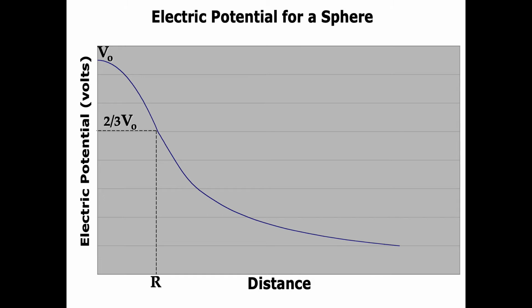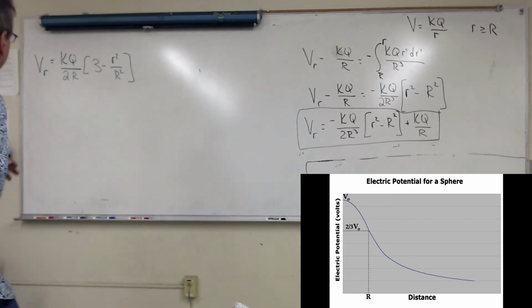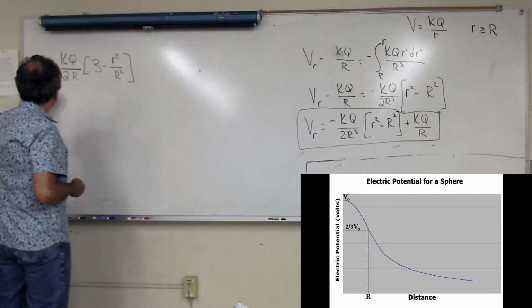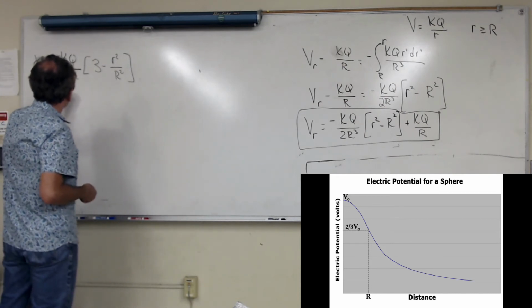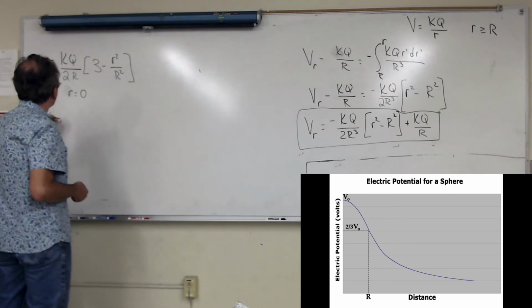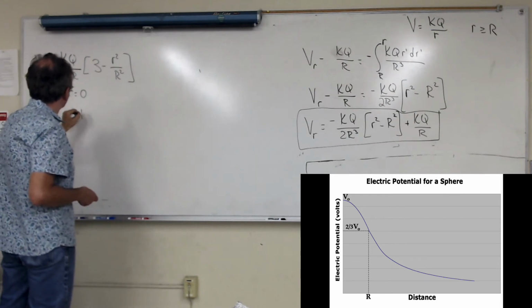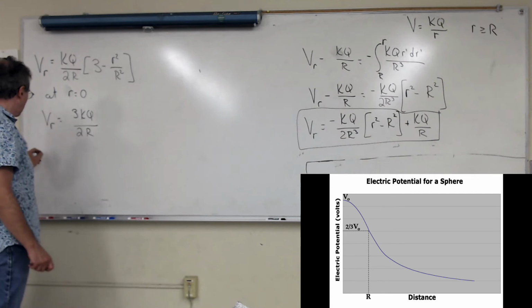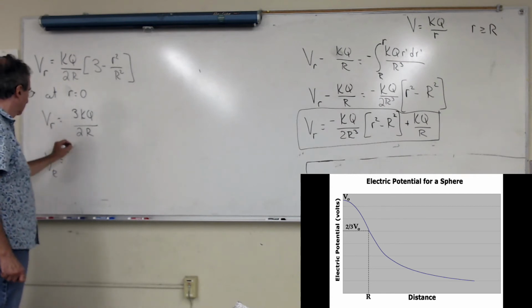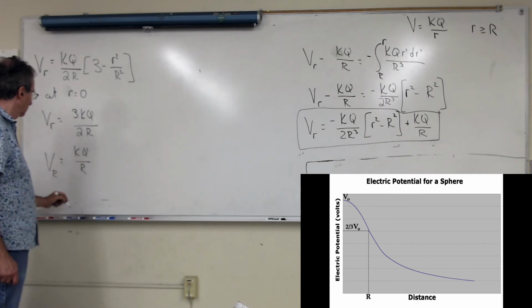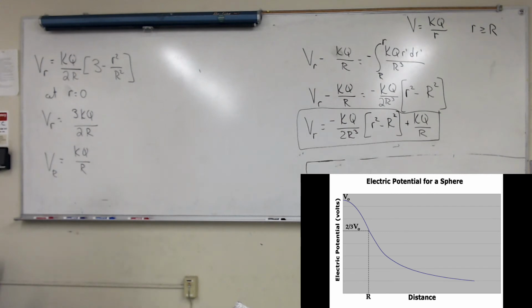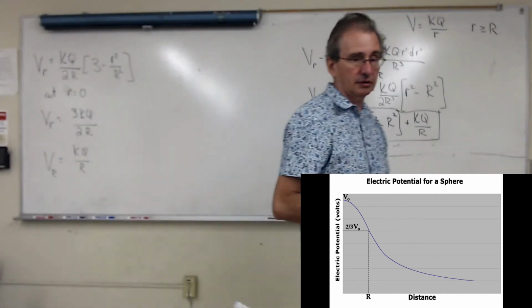And you can see that. Let's take a look at the equation again. If you put r equals 0 here, you get the value at r equals 0. But on the surface, it's gone down by a factor of 2/3. The magnitude has gone down by a factor of 2/3.